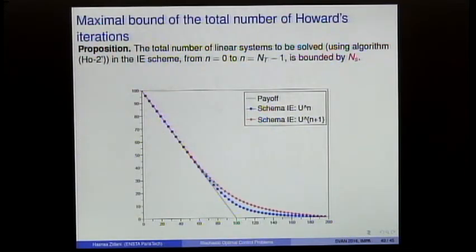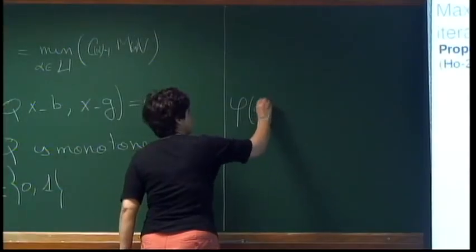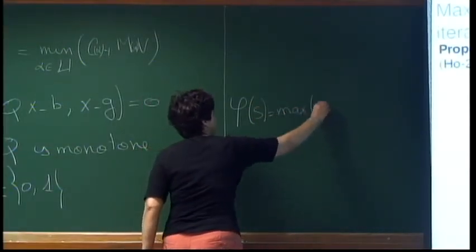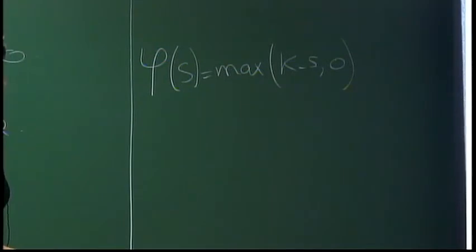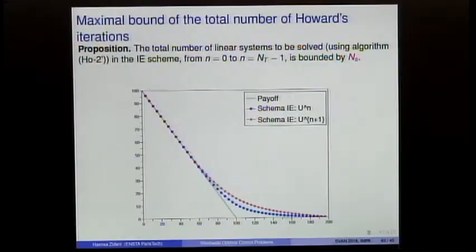And let us now look at what we get numerically. This is a very specific situation where at each step we improve little by little. So this is what we have. The black line was our first payoff. This is the function phi. Remember, phi of s is the maximum of K minus s and 0. So this black function.